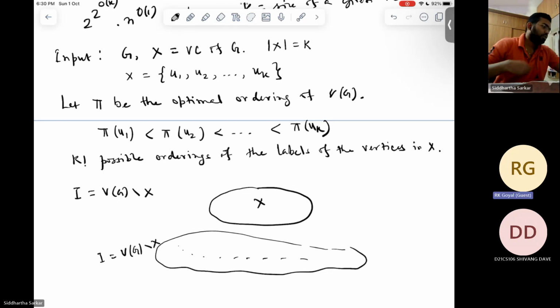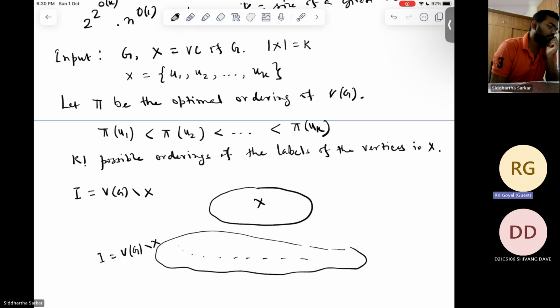Then there would be factorial of n minus k possibilities left for labeling the rest of the vertices. Yes. That is not the question. My question is, do you see any structural property of the vertices which are not in X?